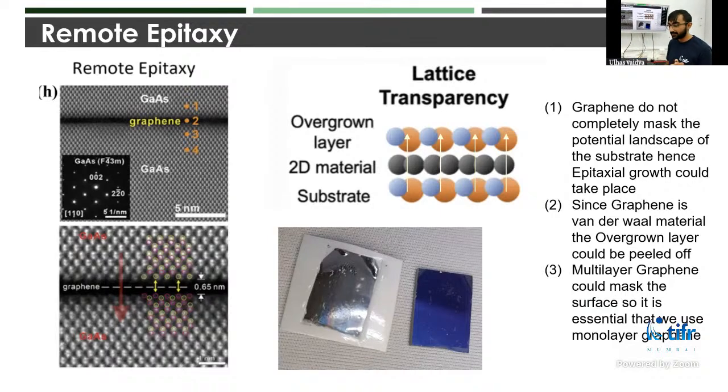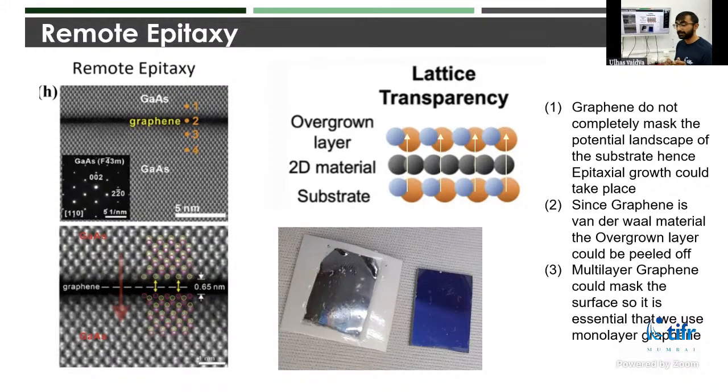The second thing is graphene is thin enough that the electric field from the substrate can pass through graphene. So whatever material you are depositing, as Rudra told you, through the effusion cell, that material can still feel the lattice underneath it and could grow epitaxially. So graphene helps in two ways.